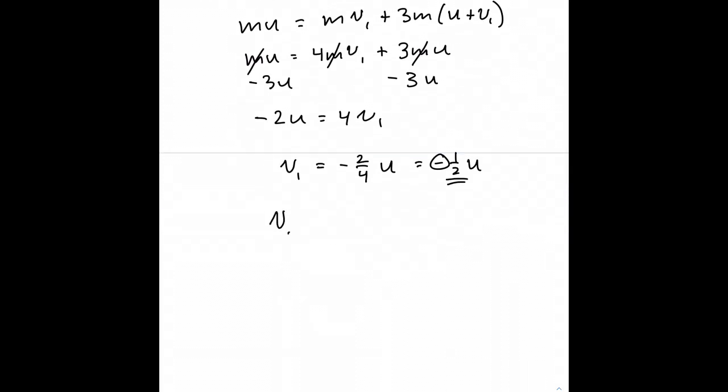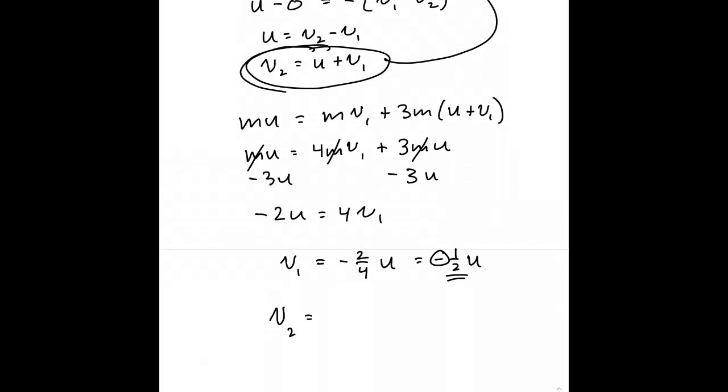And by the way, then, what would v2 be equal to? Well, as we saw earlier, v2 is equal to u plus v1, so v2 is u minus 1/2 u, which gives us positive 1/2 u.